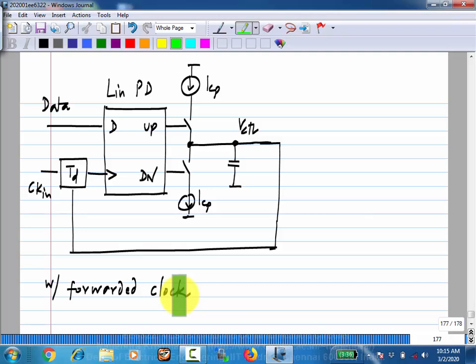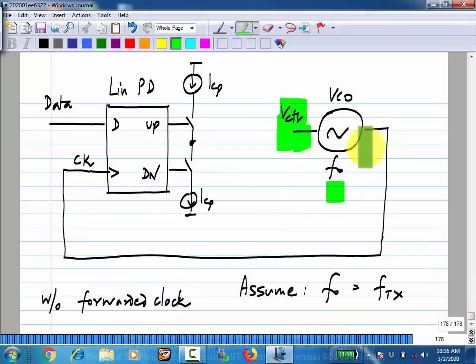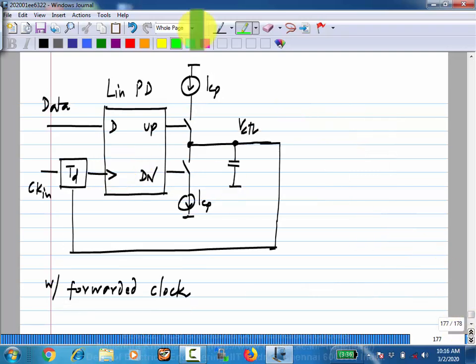Now again, like I said, there are many ways to try and derive the case without the forwarded clock. I will try to mimic whatever we have working, right? So I know that this works, and this artificial case with the free running frequency being exactly equal to the transmit frequency, I will try to make this work in exactly the same way as this one.